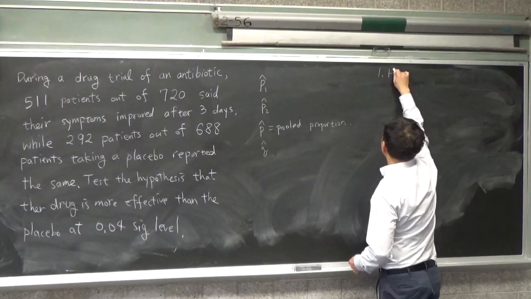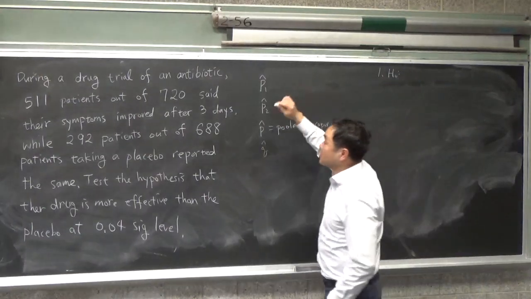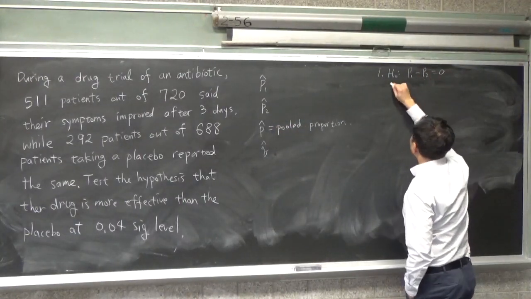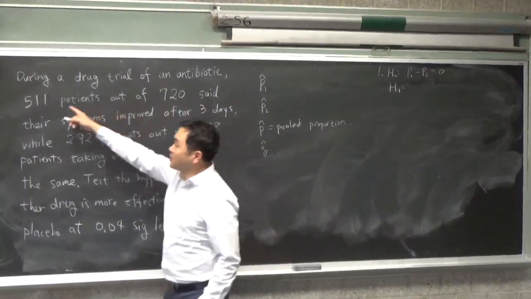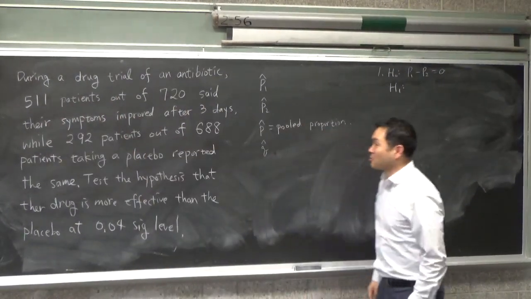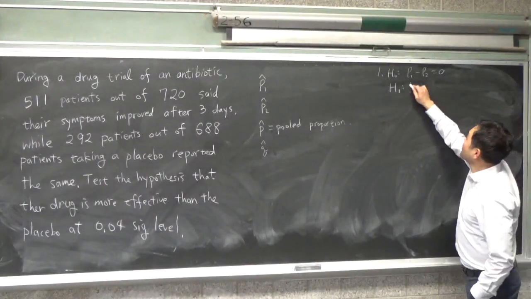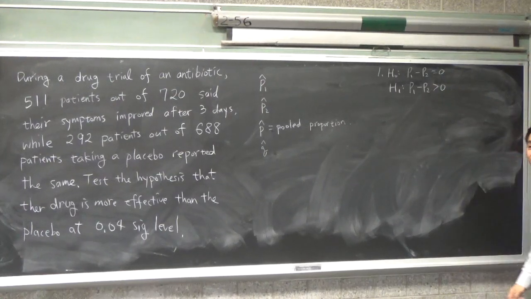Number 1, what's H0? P1 minus P2 equals 0. What's H1? Let's say P1 is the first one. This time I want to make it easier. P1 minus P2 is greater than 0. That's what we want, right?